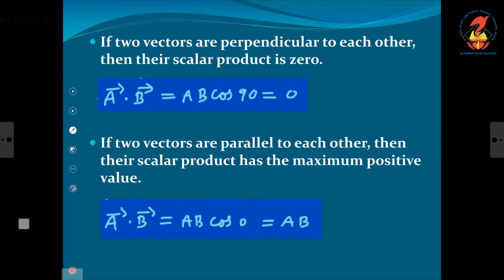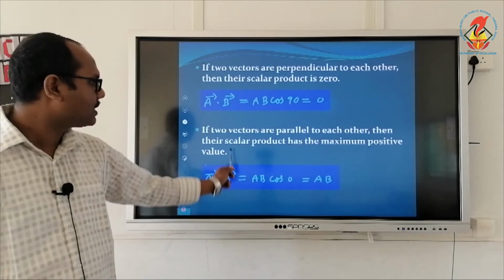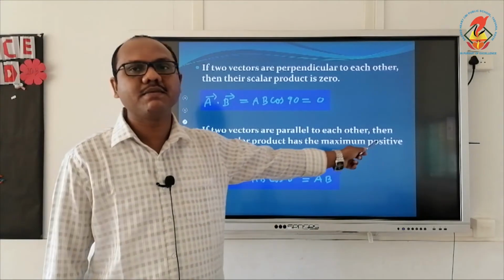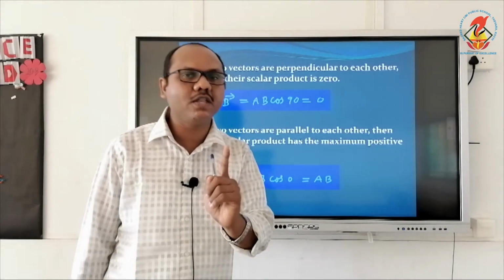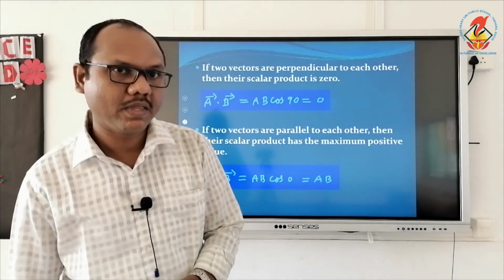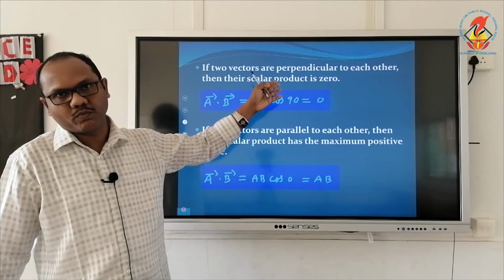Look at the fourth property. If two vectors are parallel to each other, theta is equal to 0. So what is cos 0? Cos 0 is 1. So 1 into AB, AB. That means if two vectors are parallel, then their scalar product has the maximum positive value. So the dot product has its maximum value when they are parallel. When they are perpendicular, the value is 0.